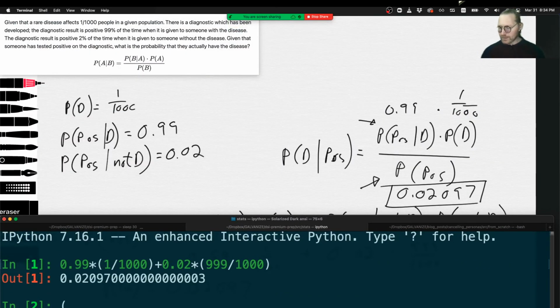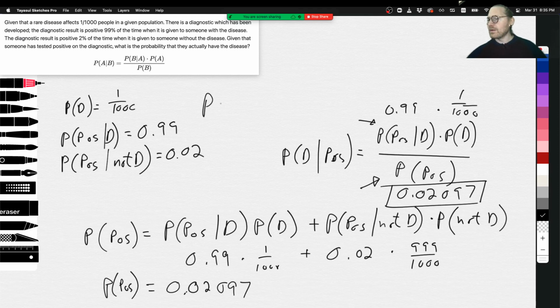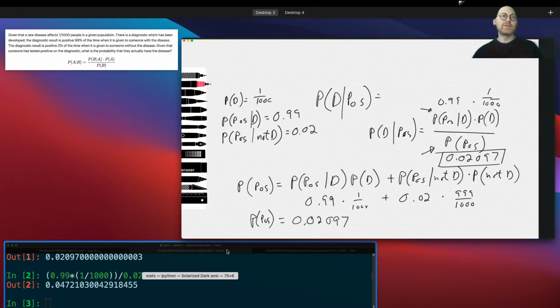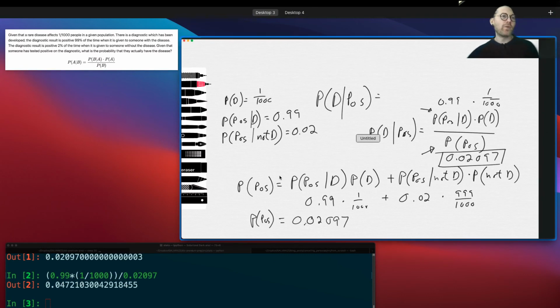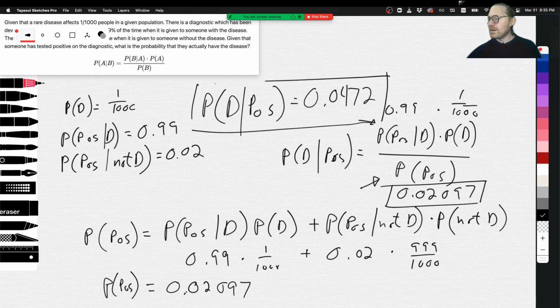So this is 0.99 times 1 out of 1,000, and we are dividing that by 0.02097. It looks like, and this may be surprising, the probability of having the disease given having tested positive is 0.0472, let's say. That's a 4.72% chance. That might be surprising, right?